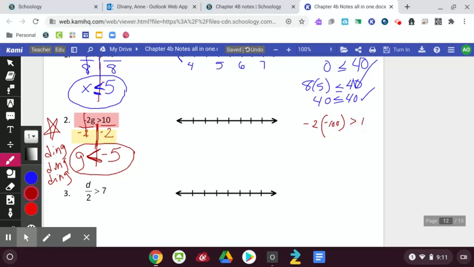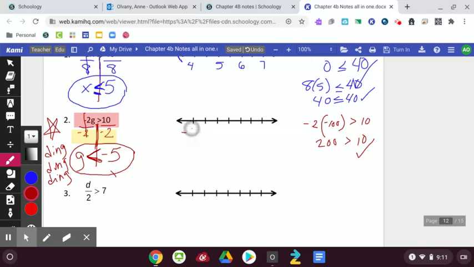Is that greater than 10? Negative times a negative is a positive 200. Is that greater than 10? Yes, it's very clear. So this is a correct answer, and now we can graph it.